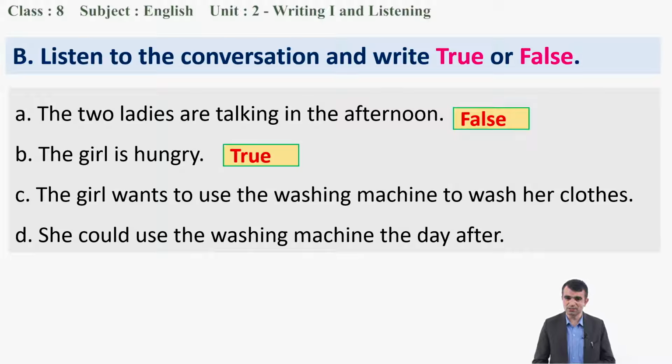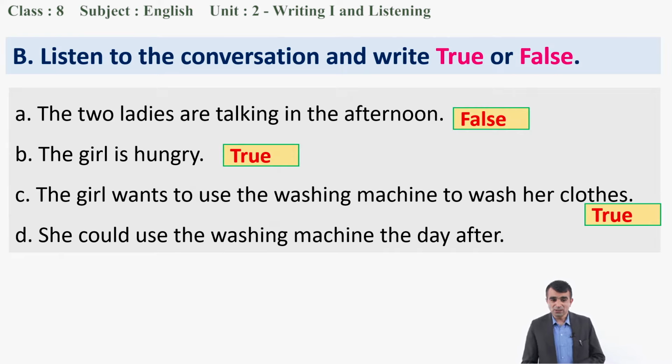Listen to the conversation. Well, all our clothes are absolutely filthy from all the travelling. May I use your washing machine? Yes, she says, may I use your washing machine? So, this is true. Last one, she could use the washing machine the day after, right? Wrong? Okay, let's listen to it. Listen to the conversation. May I use your washing machine?